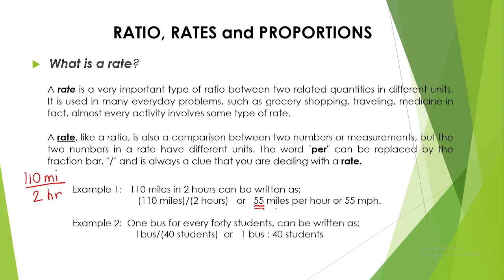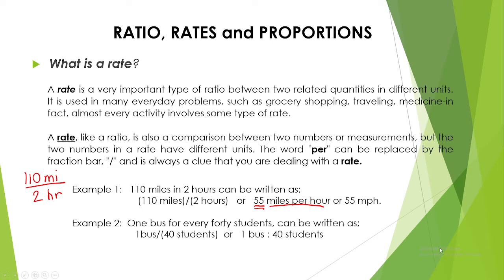Take note, it has units like miles per hour. Another example. One bus for every 40 students can be written as one bus over 40 students, or simply one bus is to 40 students. So, do you get the definition of a rate now?